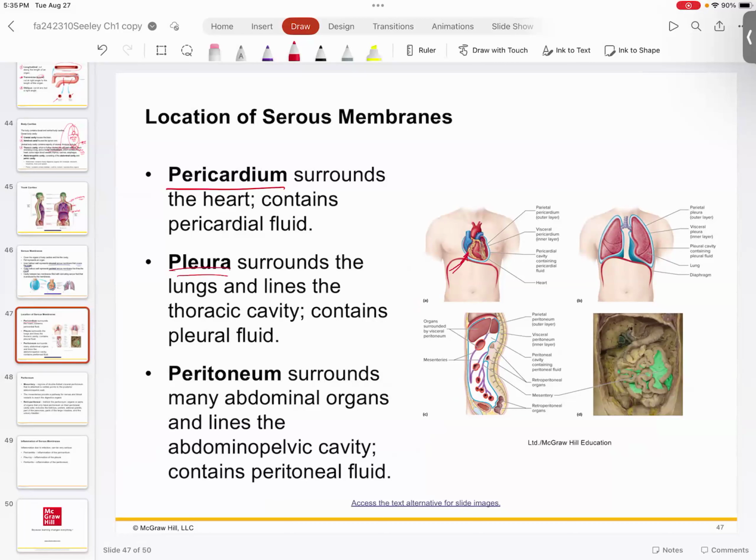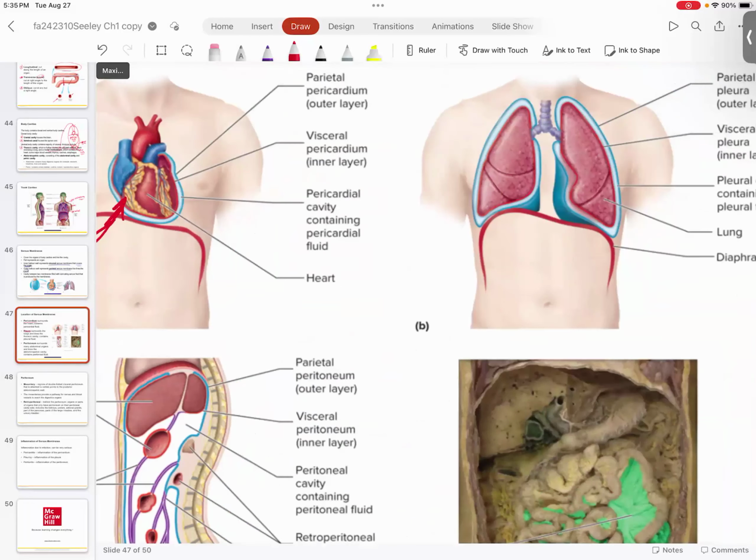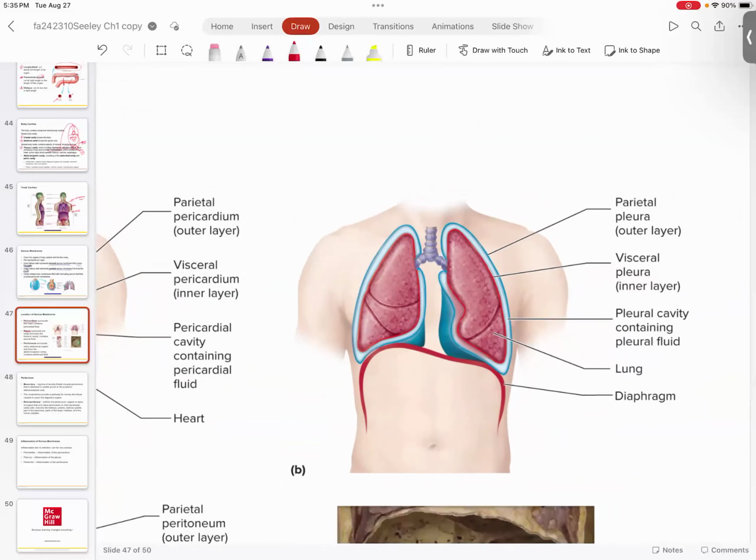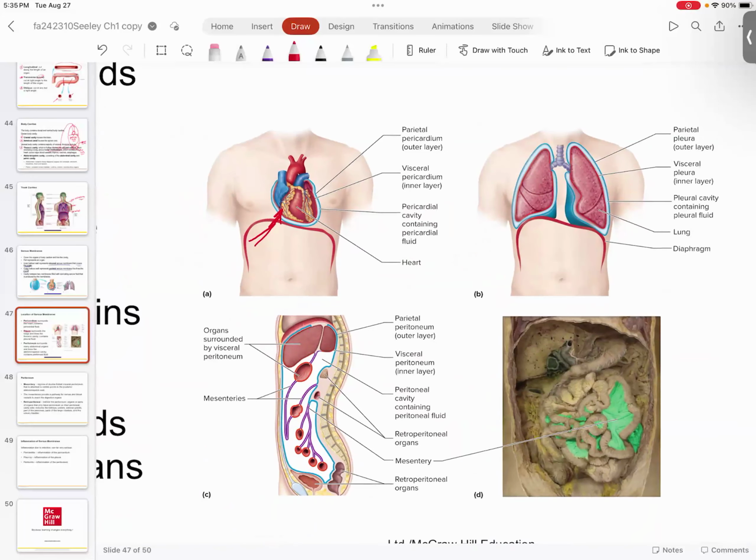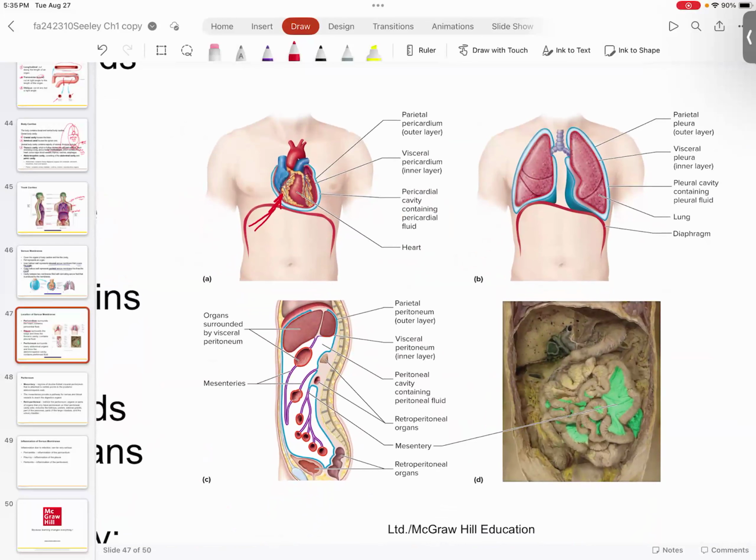The pleura, or the lungs, has the same thing. It has the visceral pleura, which is the membrane that rests right on top of the lungs itself. And then it's going to have a pleural cavity, which is this open piece right here. And then it's going to have this dark blue line, which is going to be the parietal pleural layer.